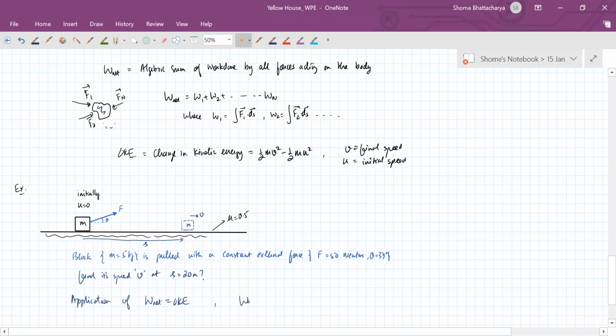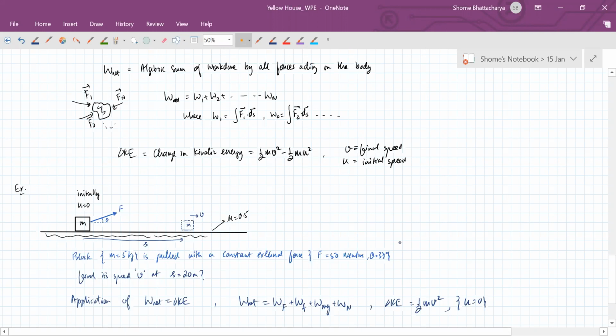In this case, the net work done will be the work done by all the forces: F, plus the work done by friction, plus the work done by mg, plus the work done by normal reaction. And the change in kinetic energy will be half mv square, because u was 0. So the initial kinetic energy was 0. So just try this out.